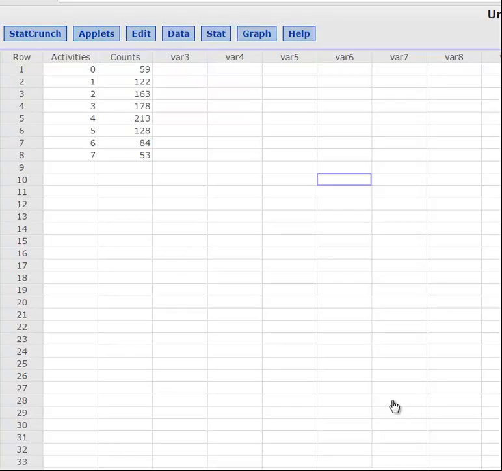Okay, now let's take a look at how to get the mean, variance, and standard deviation for a discrete probability distribution in StatCrunch. Now this is the example I showed you in the calculator regarding extracurricular activities. Unlike the calculator, however, StatCrunch needs a column of counts rather than a column of probabilities. Recall that in the calculator for list 2 we put in probabilities for the second list.